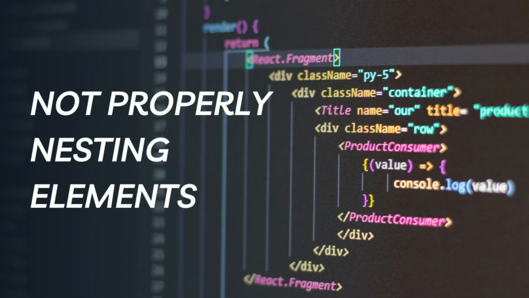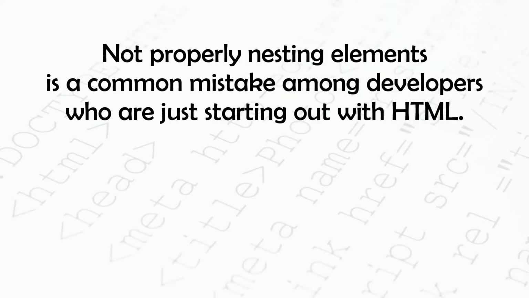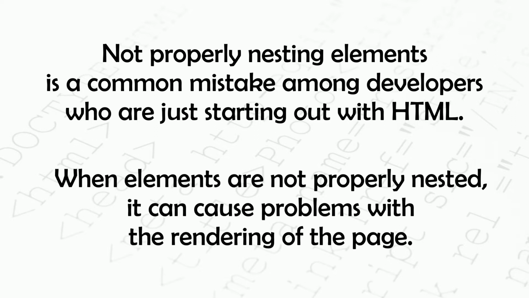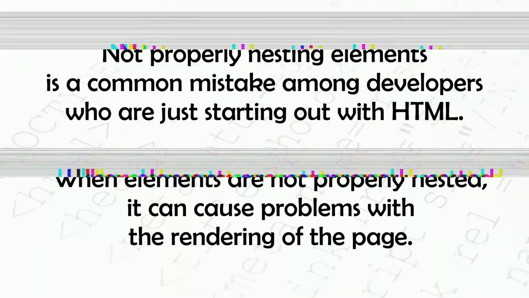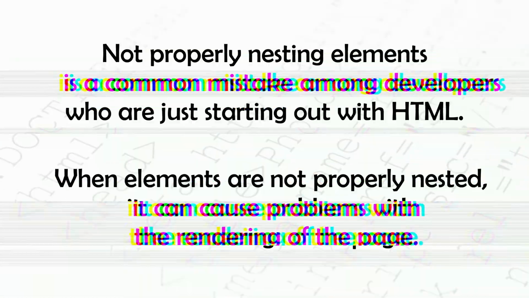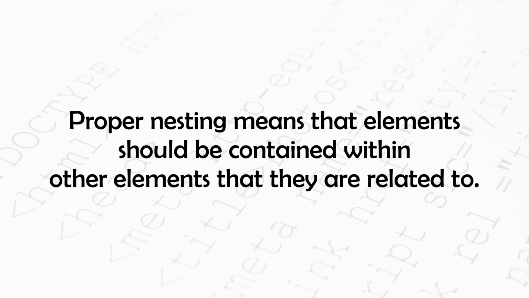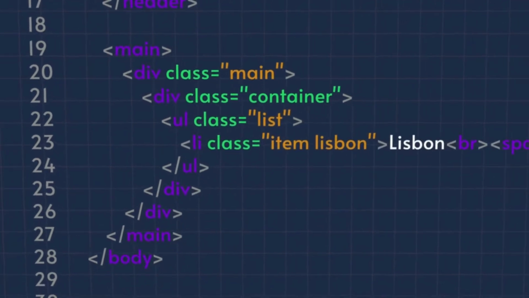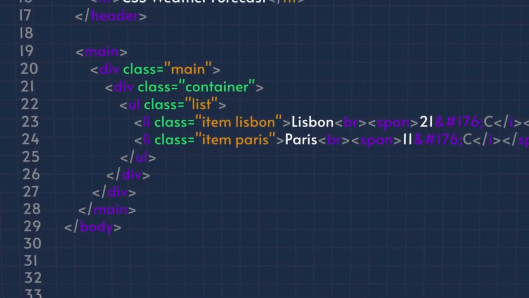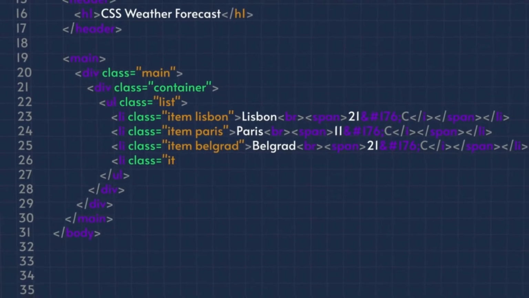The first mistake is not properly nesting elements. This is a common mistake among developers who are just starting out with HTML. When elements are not properly nested, it can cause problems with the rendering of the page. Proper nesting means that elements should be contained within other elements that they are related to. For example, if you have a list of items, each list item should be contained within the UL element.